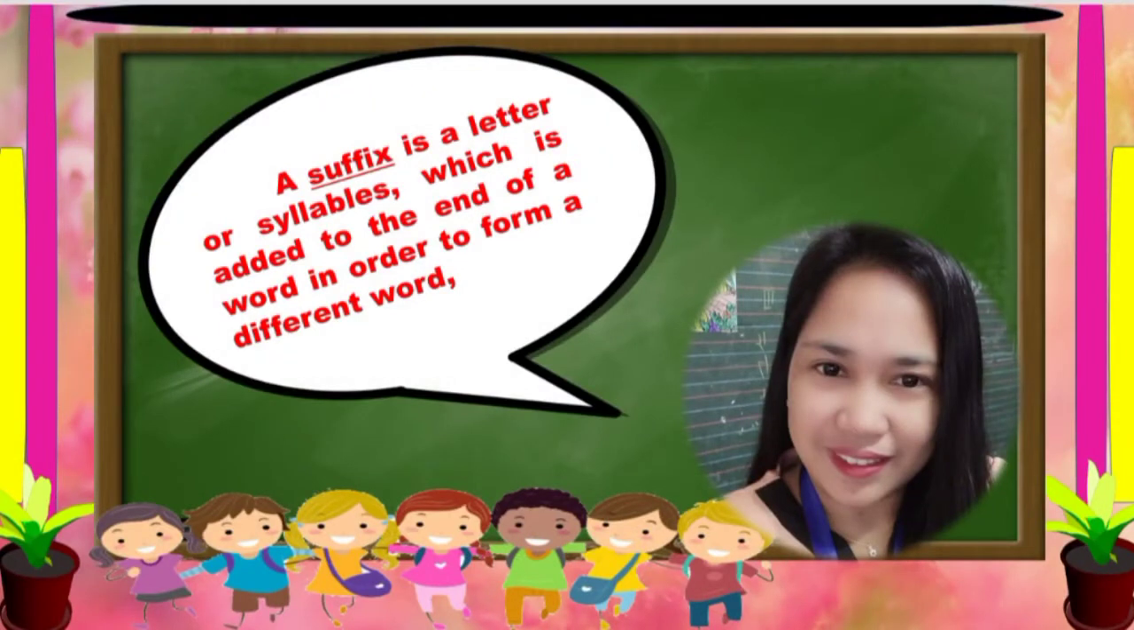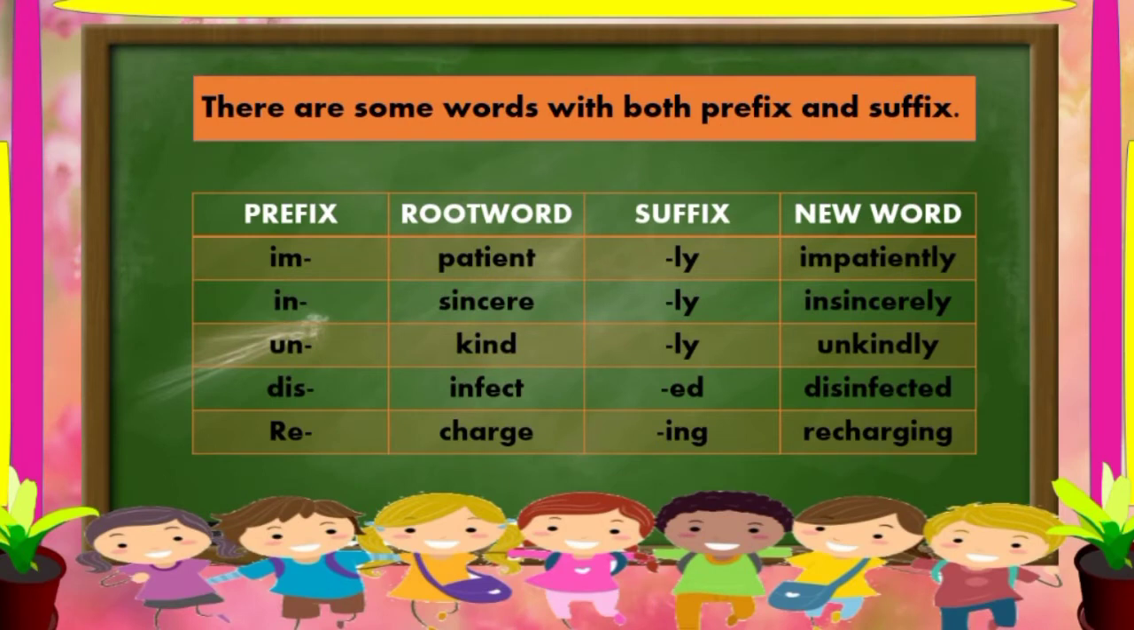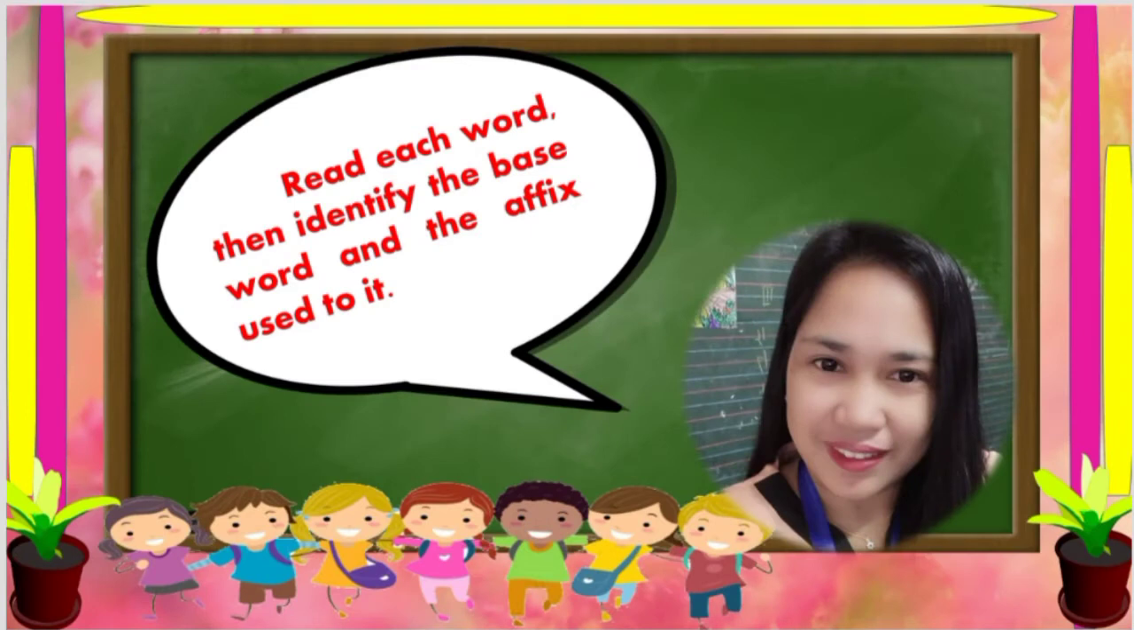Those words are examples of suffixes. A suffix is a letter or syllables which is added to the end of a word in order to form a different word. There are some words with both prefix and suffixes. Study the words on the table provided. So let us read each word, then identify the base word and the affix used to it.